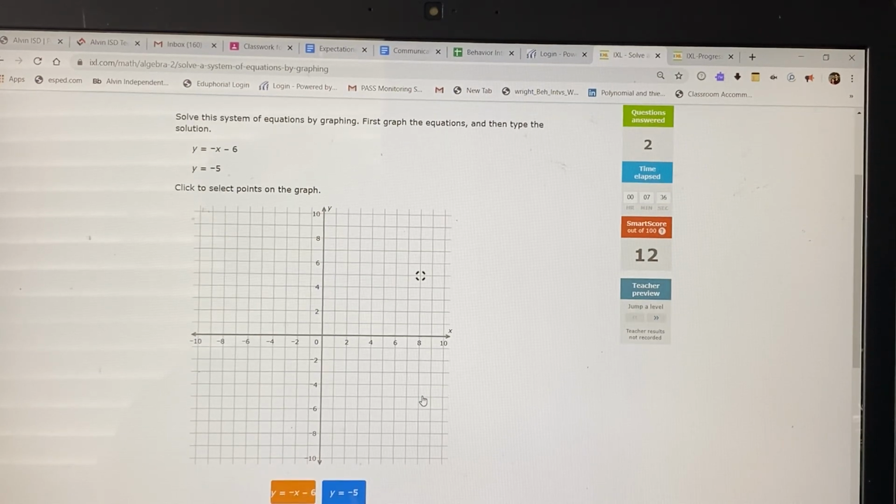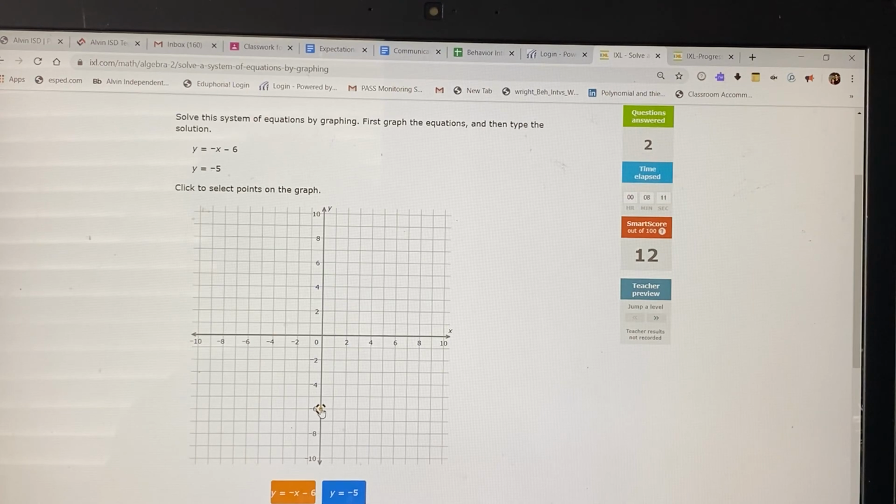Again, we're solving this system of equations by graphing. So first graph the equations and then type the solution. So here is my first equation, y equals negative x minus 6. The second equation is y equals negative 5. So recall that it's a system because we have more than one equation. So let's start with the first one. Y equals negative x minus 6. Let's start with the y-intercept, which we know is going to be the negative 6. And remember, we need one more point, so 2 points to make a line.